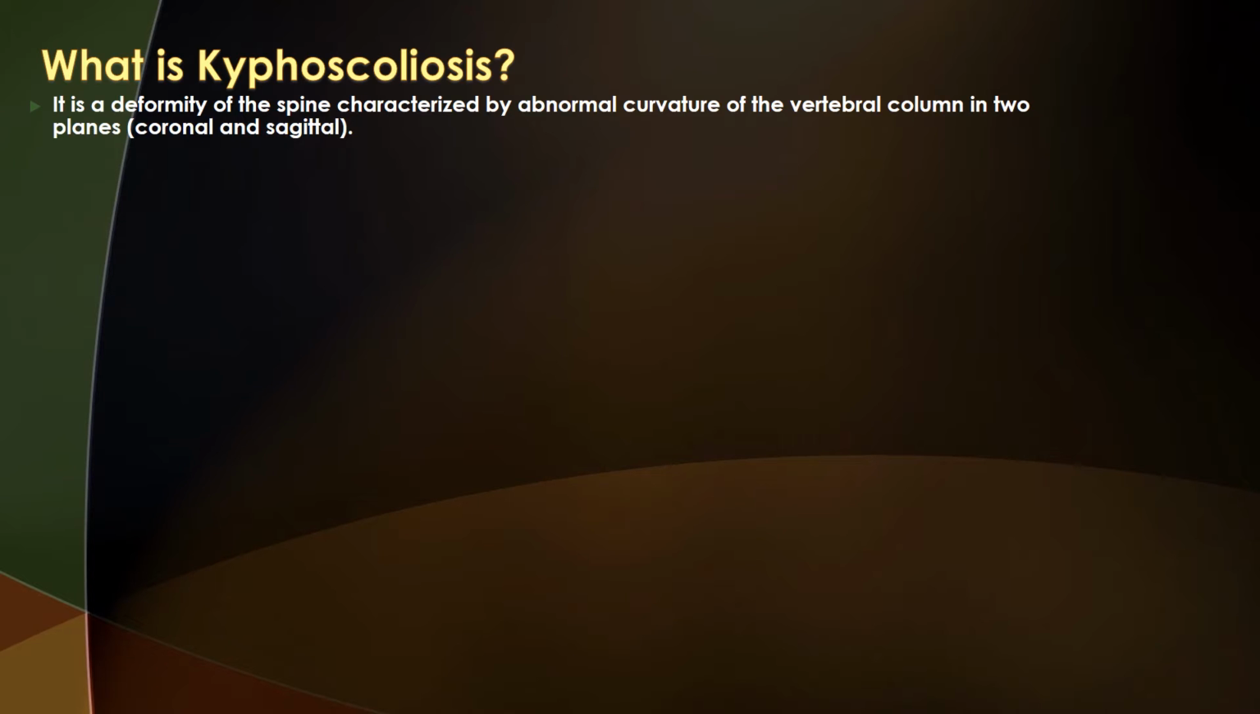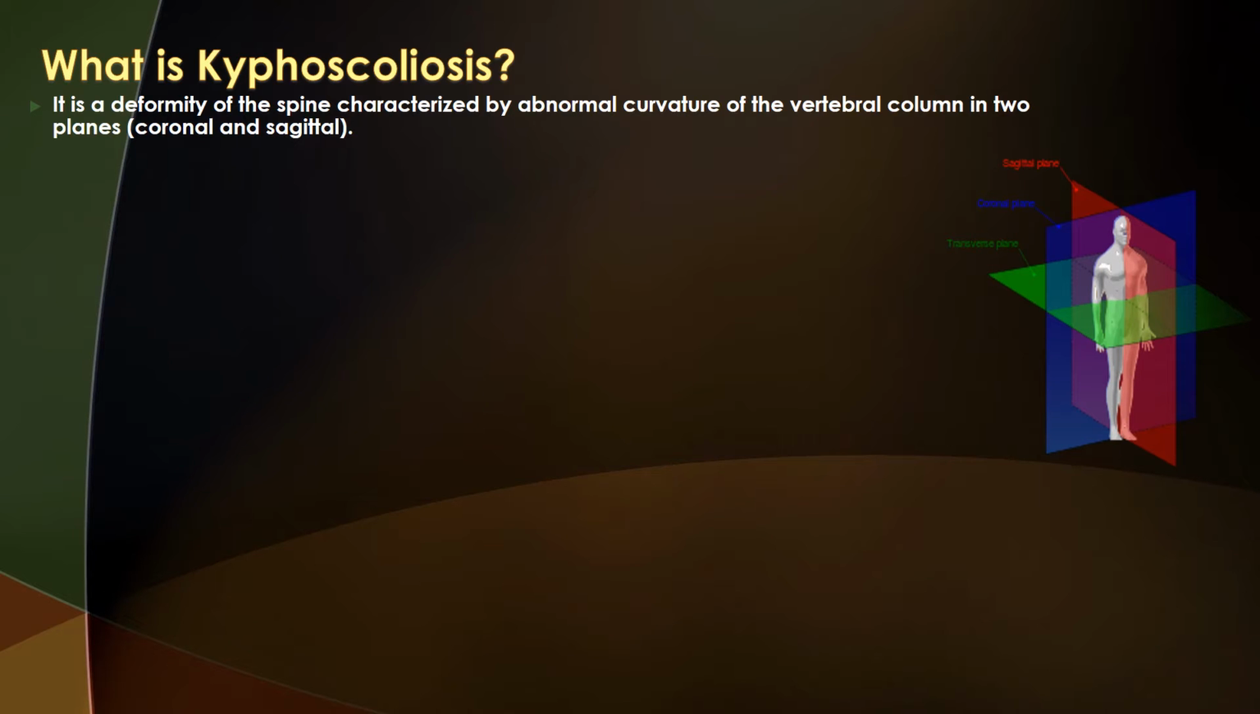We will begin with the definition of kyphoscoliosis. So what is kyphoscoliosis? It is a deformity of the spine characterized by abnormal curvature of the vertebral column in two planes. The first plane is coronal and the second plane is sagittal. It is also a combination of two thoracic deformities that commonly appear together.